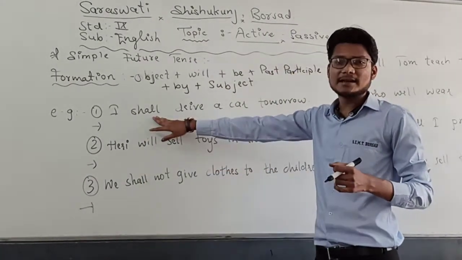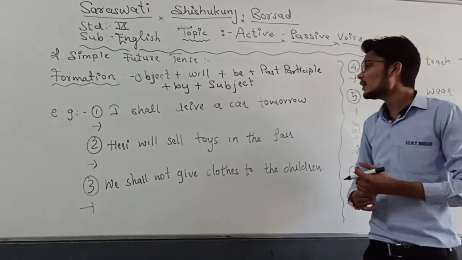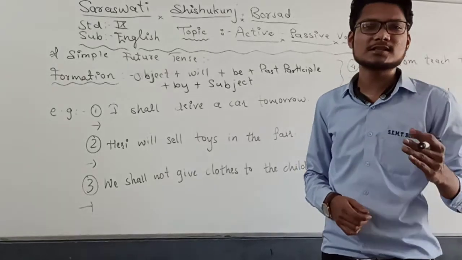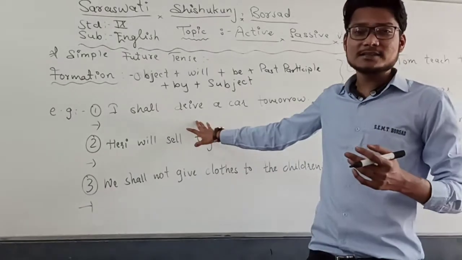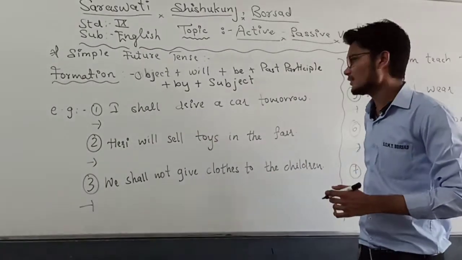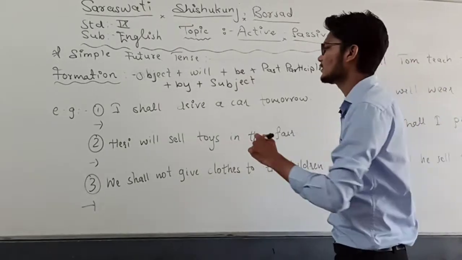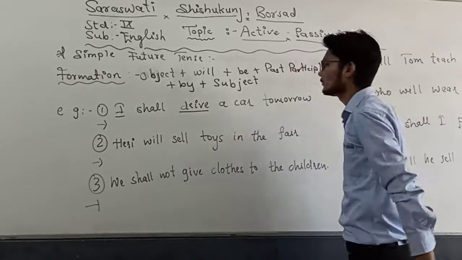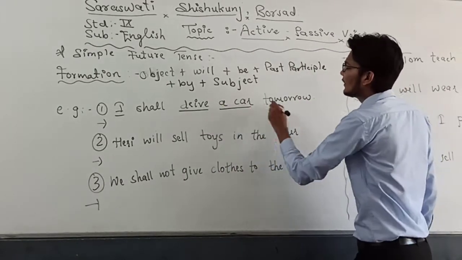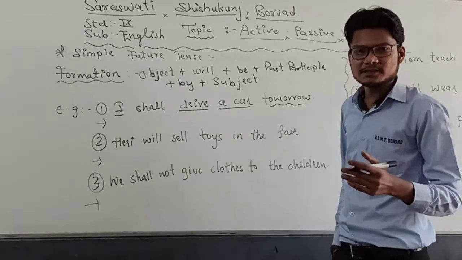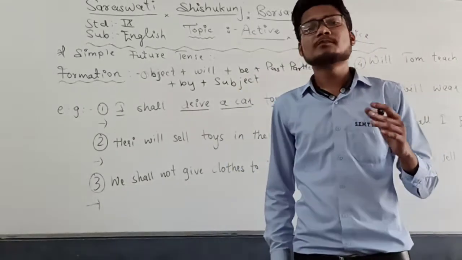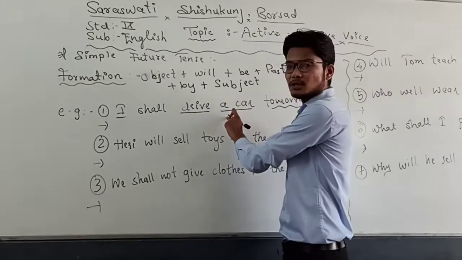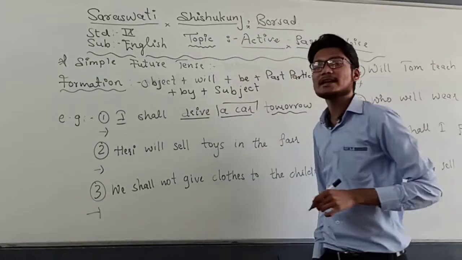The first example that I have written here, you can read it. I shall drive a car tomorrow. Definitely this sentence belongs to the simple future tense. Now what are the changes that will take place? Let us discuss. First of all, find out your subject. Subject is I. What is the verb? That is drive. What is the object? That is car. And tomorrow can be considered as other words. Now let us follow the rules of active voice and passive voice. Firstly, you have to put the object in the very beginning.